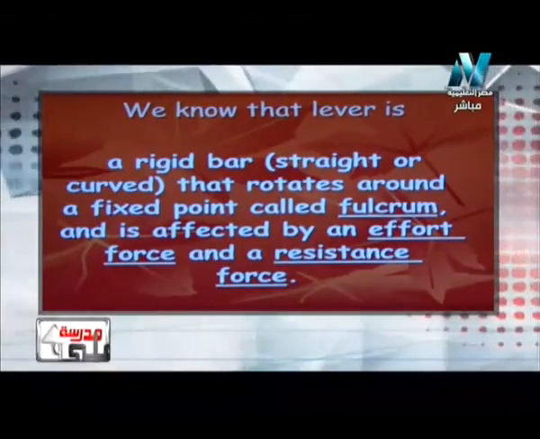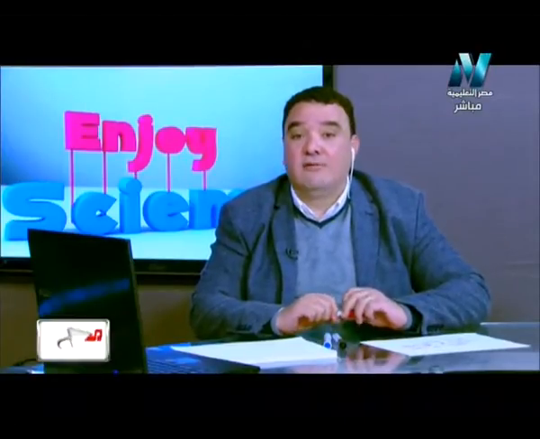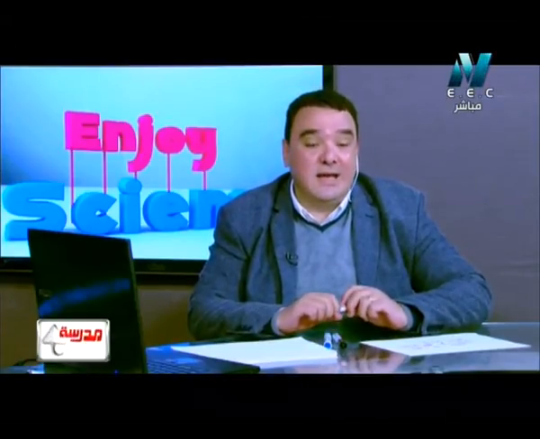So a lever contains, as I said before, 3 main points. Any lever has 3 very important points. They are the fulcrum, which has the symbol O. We should be careful: the fulcrum does not have the symbol F, it has the symbol O. The effort force has the symbol F, and the resistance has the symbol R.